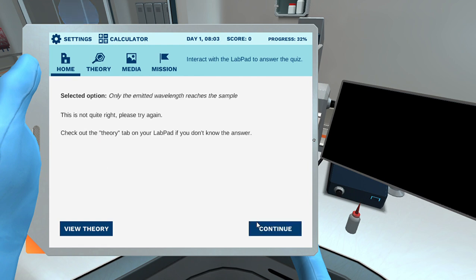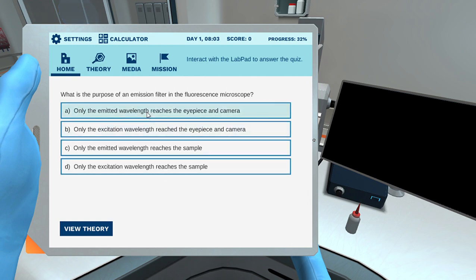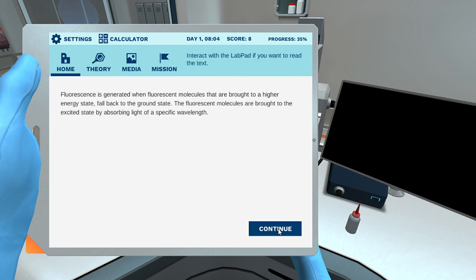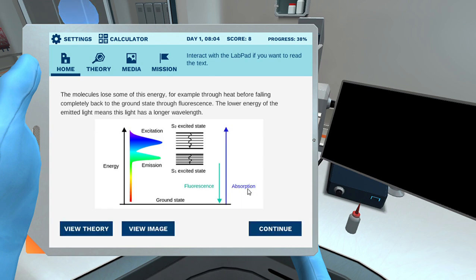This is not quite right. Please try again. What is the purpose of an emission filter in the fluorescence microscope? Excellent thinking. The emission filter only lets through the wavelength of fluorescence, which is generated when fluorescent molecules that are brought to a higher energy state fall back to the ground state. The molecules lose some of this energy, for example through heat, before falling completely back to the ground state through fluorescence. The lower energy of the emitted light means this light has a longer wavelength.